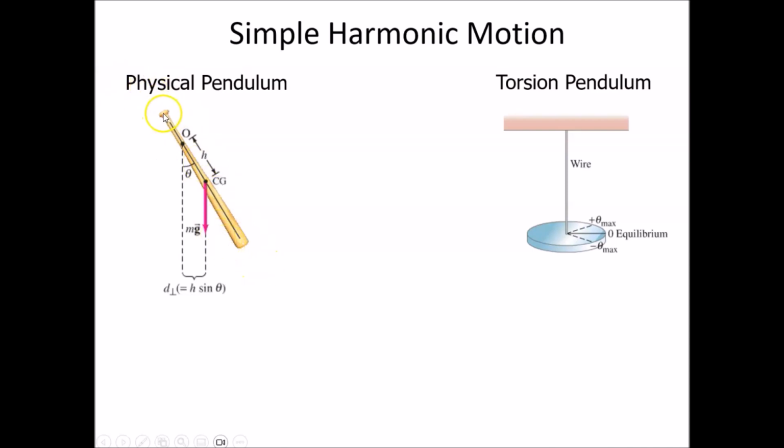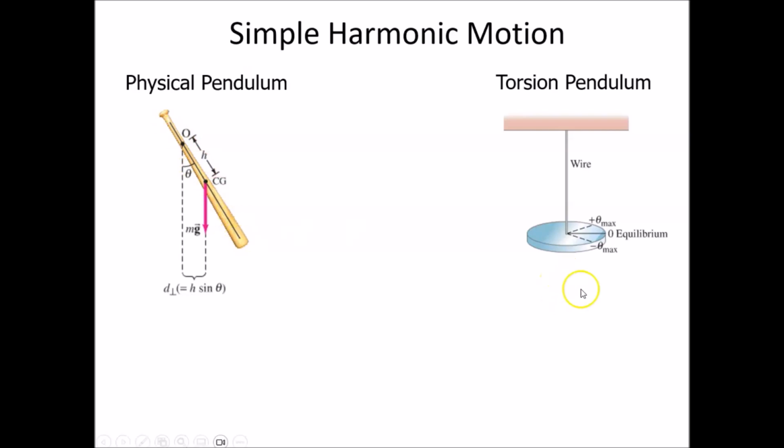It's called a physical pendulum because not all the mass is concentrated in a bob at the bottom here. It's throughout the entire thing. So let's say a baseball bat. Could be a meter stick. Could be a pencil. Could be a pendulum on a grandfather clock, because the mass isn't concentrated at the very bottom.